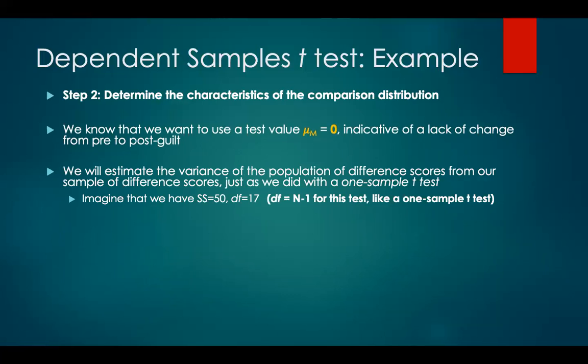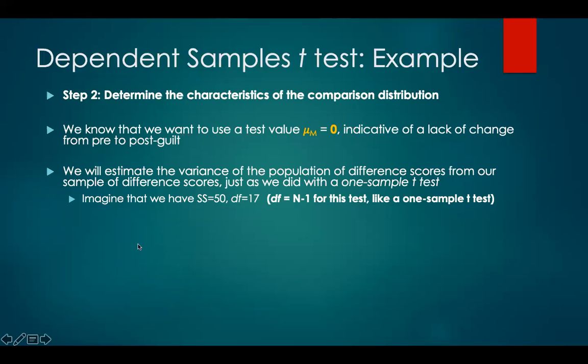Step 2 is to determine the characteristics of the comparison distribution. So we know that we want to use a test value of mu of M equals 0, indicative of a lack of change from pre to post guilt scores. And we will estimate the variance of the population of difference scores from our sample of difference scores, just as we did with a one sample t-test.